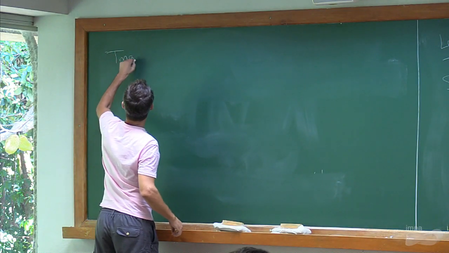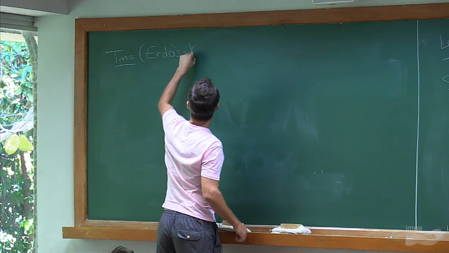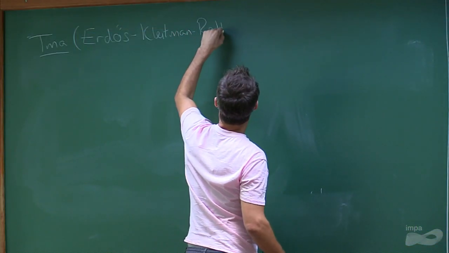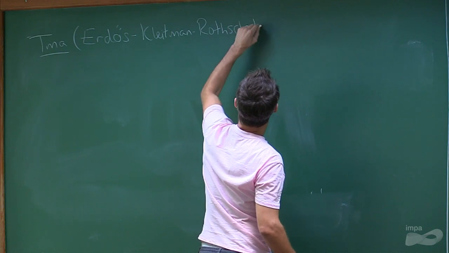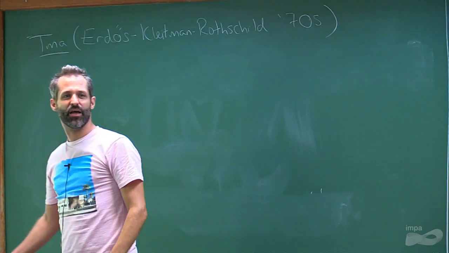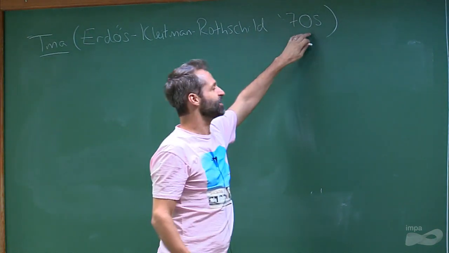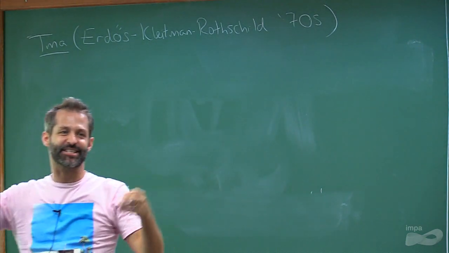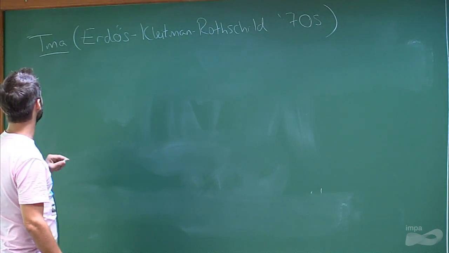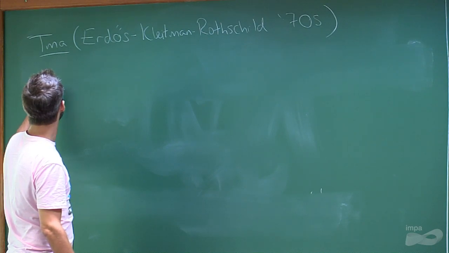So the theorem, this is a theorem of Erdős, Kleitman, and Rothschild, from the 70s. They did not use regularity. This was the 70s, so regularity existed, but only just existed, and I think people didn't really know how to use it yet. Anyway, they proved something much stronger than this, but let me say what this result is.